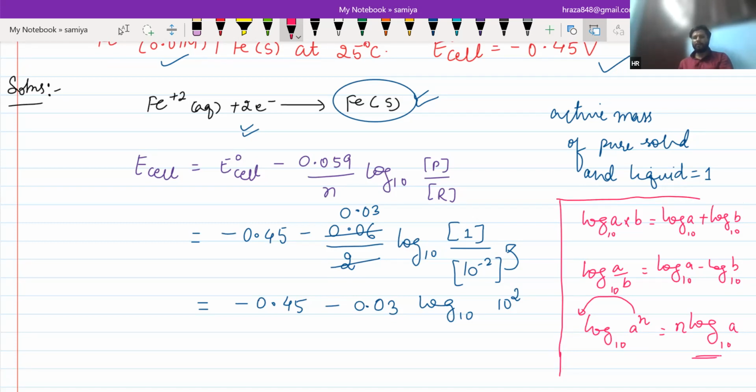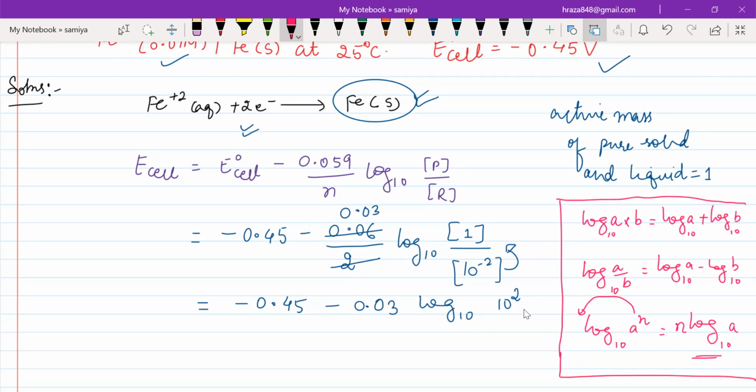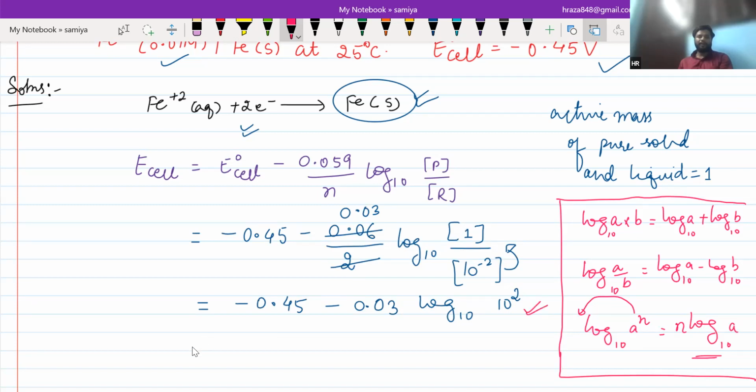Log, which is very important. Now you can see this is in power form, so I can easily write minus 0.45 minus; this power will come and multiply here, so it will be 0.03 into 2, that will be again 0.06, and log 10 to the base 10. Whenever this and this term are equal, this will have a value 1. Always remember, log 10 to the base 10 will have a value that is 1.